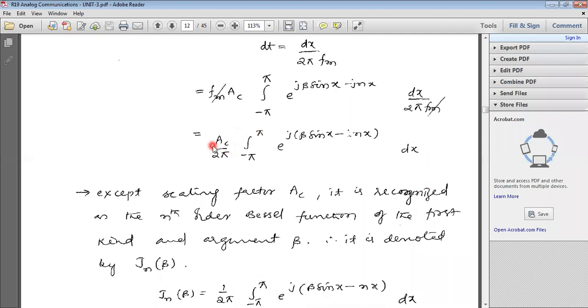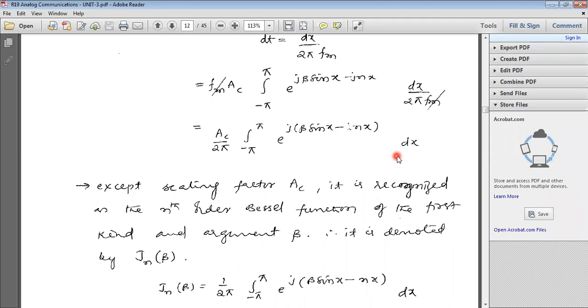Now this Ac is considered as a scaling factor. Without Ac, that is 1 by 2 pi integral from minus pi to pi of e power j into beta sin x minus jnx into dx, it is the same as the nth order Bessel function. I think you already studied this function in signals and systems, the Bessel function with argument beta.